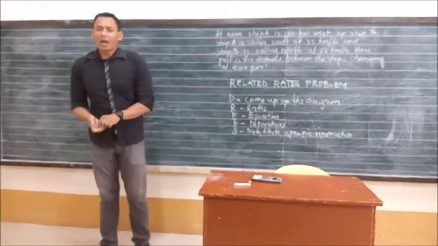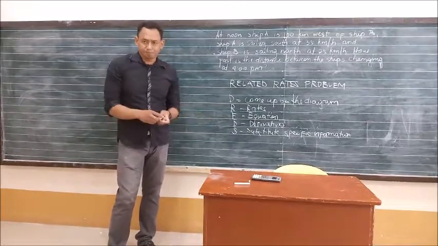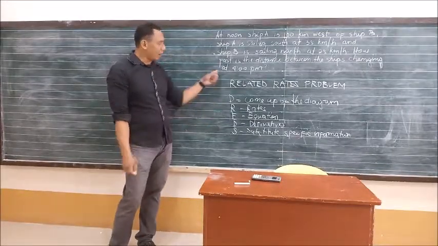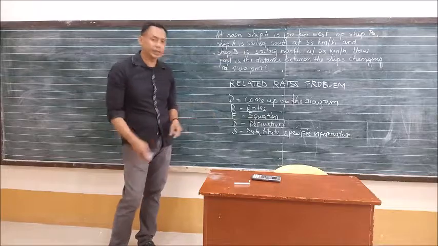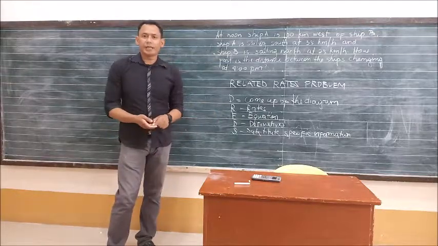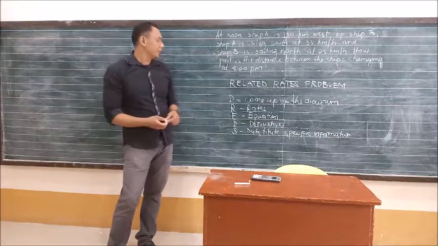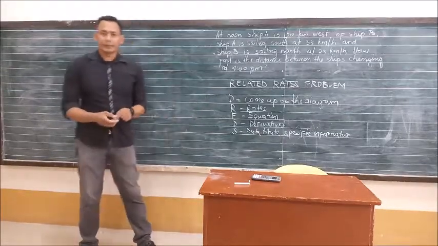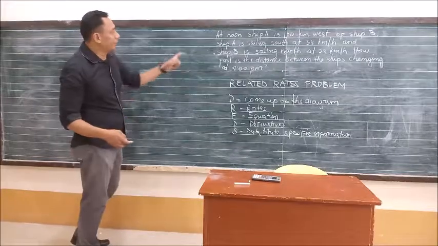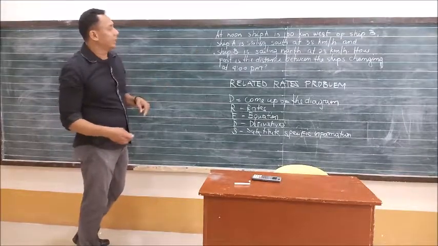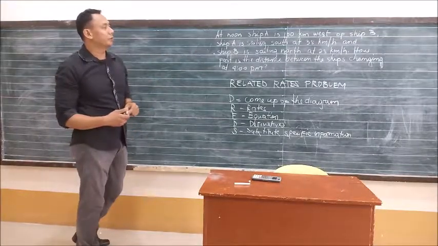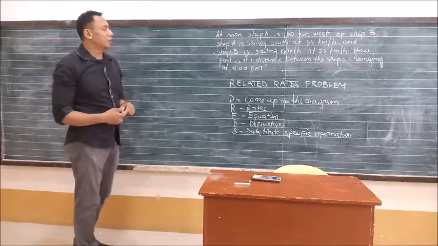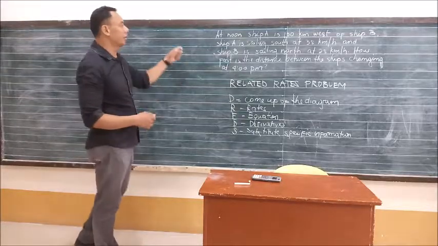Okay, so I'm going to use this acronym, DREEDS, on this problem. The first thing I'm going to do is come up with a diagram, as stated here in letter D. So it says on the following: at noon, ship A is 100 km west of ship B. So I'm going to make a diagram.